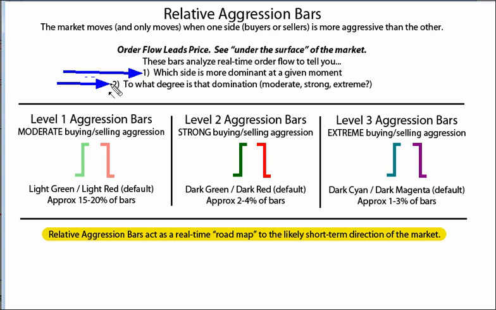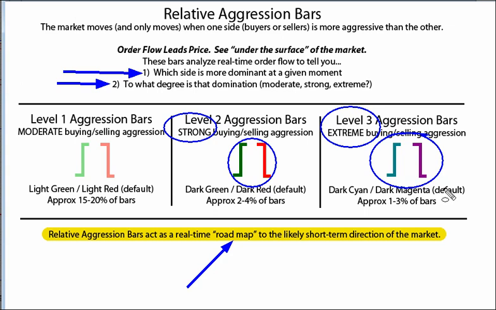Is this moderate buying aggression? Is this extreme buying aggression? Those are important things to know, and if we can find that, we have a pretty good roadmap to what's going on. So we want to especially focus on these level 2 or strong bars, which are the dark green and red, and these are customizable. But even more so, we really want to look at these level 3 or extreme buying and selling aggression bars.